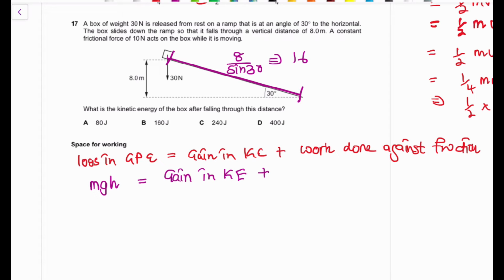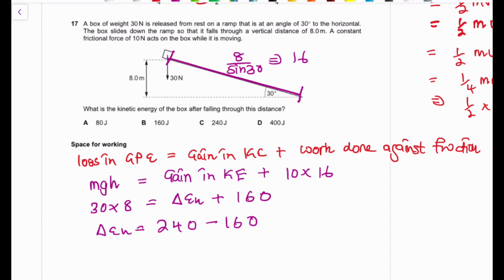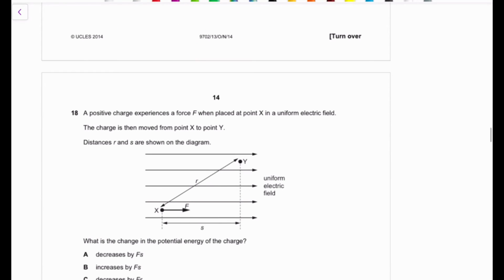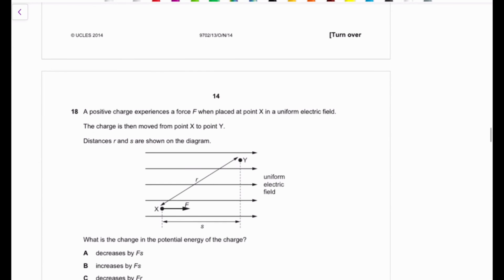So here we're going to have 10 multiplied by 16. But on the MGH, we have 30 multiplied by 8. So that's going to be equal to our delta EK plus 160. So our delta EK is going to be equal to 30 times 8, which is 240. You subtract 160, you end up with 80. So the answer is going to be A. Very important, guys.